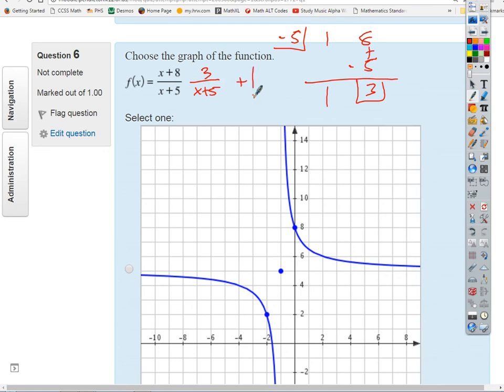So what are the values of a, h, and k then? 1. What's a going to be? 3. No, it's going to be 3, right? Because I'm going to pull that out. If I factor out the 3, I would write that as 3 times 1 over x plus 5 plus 1. So there's a, right? What's h? Emily, what's h?